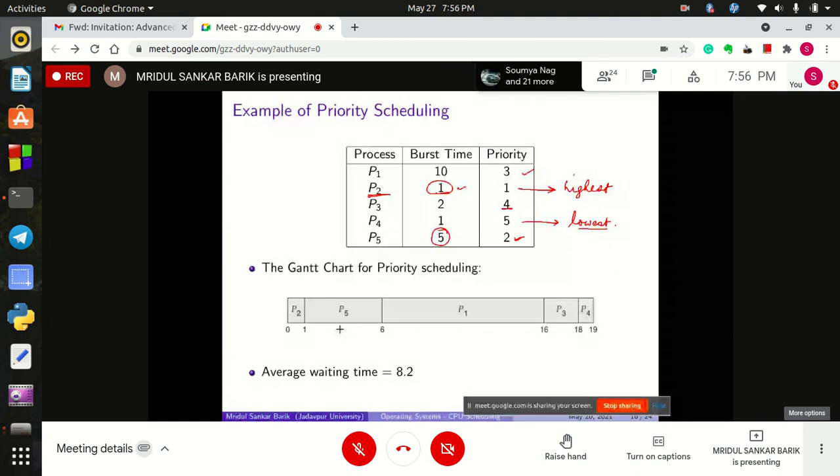Now the waiting time. All the processes have arrived at time 0. So waiting time for process P1 would be what? Waiting time.